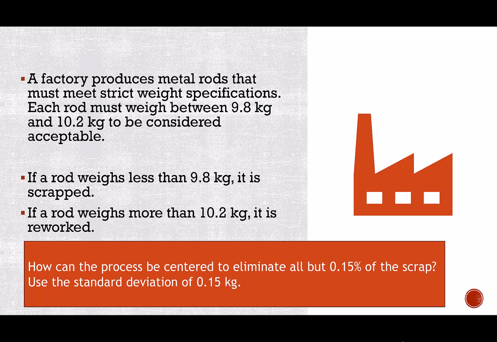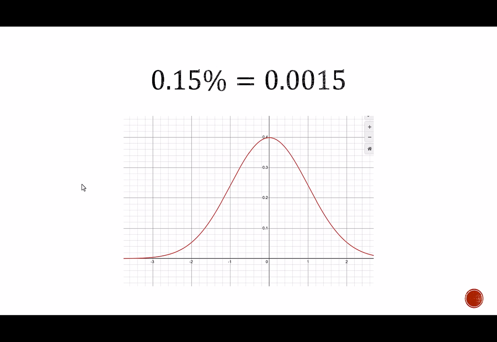We want to know how the process can be centered to eliminate all but 0.15% of the scrap. We'll keep our standard deviation of 0.15 kilograms, but we want to find a different mean. Remember, 0.15% is really 0.0015. We want to find the z-score that has 0.0015 to the left. We have to use the z-score when we don't know x bar. So we're going to go back to Minitab and look for the z-score that has 0.0015 to the left.